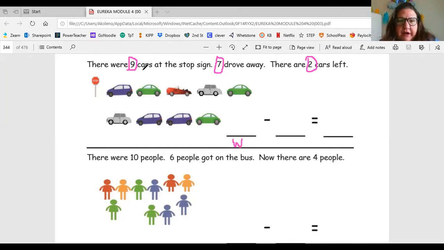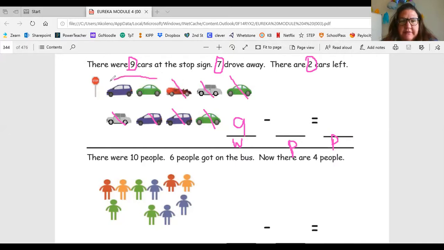And we know that there are how many cars? 9. If 9 is the whole, what are these? The 2 parts. Good. Part and part. Okay, if we have 9 cars, how many drove away? 7. So I'm going to cross off 7. 1, 2, 3, 4, 5, 6, 7.